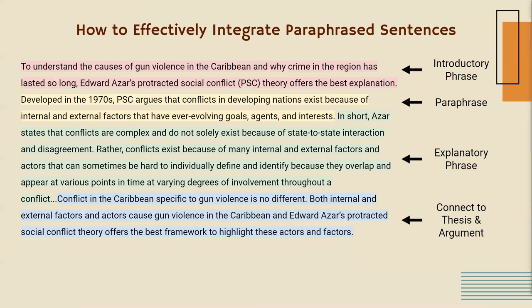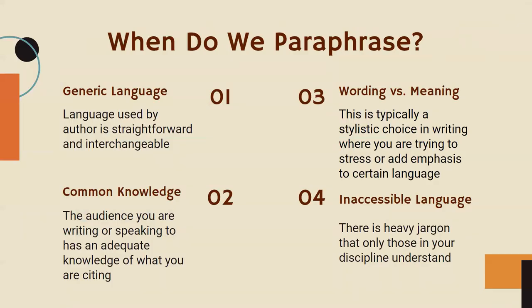Notice that you'll see the exact same colors as the earlier example at the beginning of the presentation. The reason is because you still need an introductory phrase, you still need an explanatory phrase, and you still need a phrase that connects your paraphrased version of a quote to your thesis, your argument, and your overall paper. The only thing that's different is that instead you're paraphrasing that quote. I think that's it for this slide, but feel free to drop any questions if you have them.